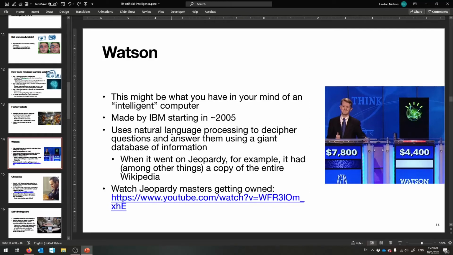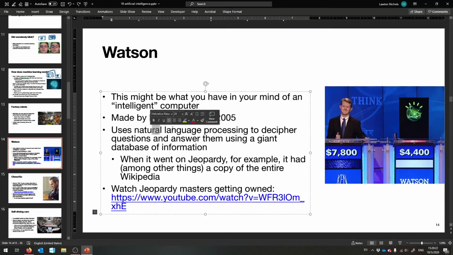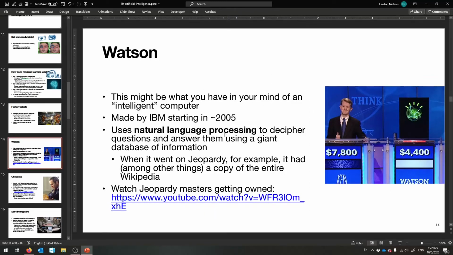And so what Watson does is it uses what's called natural language processing. And so it's going to parse a sentence. It understands words. It understands English.